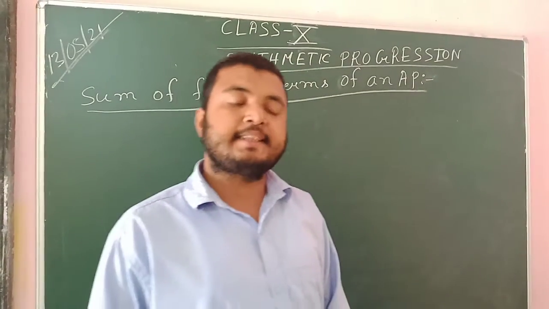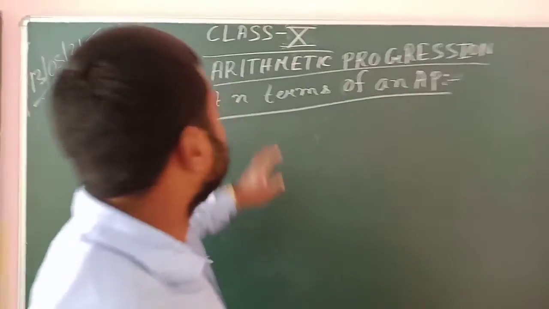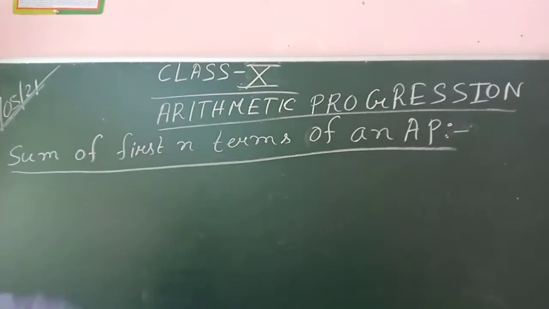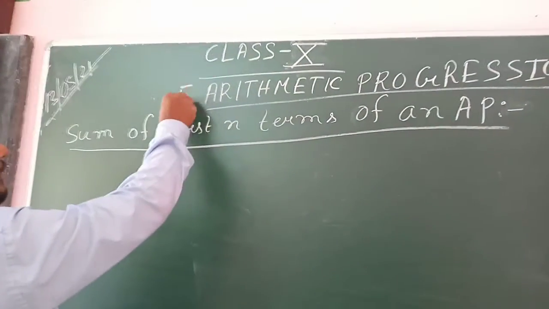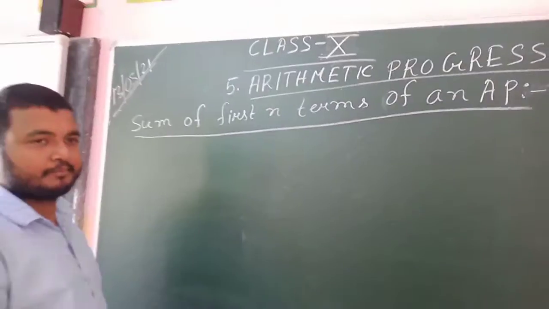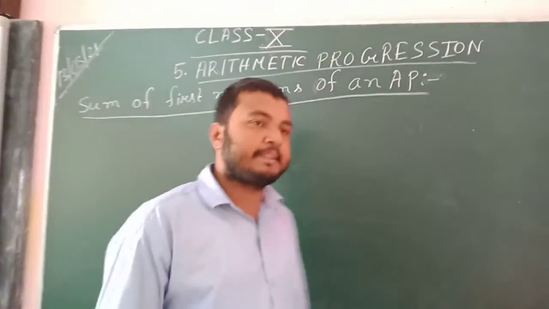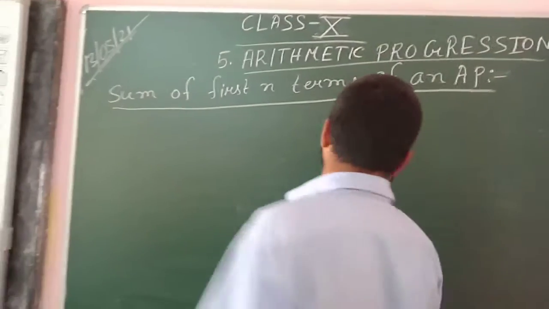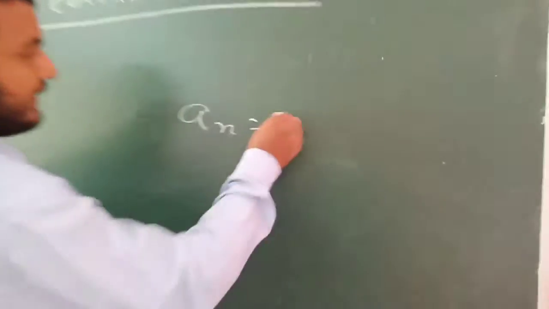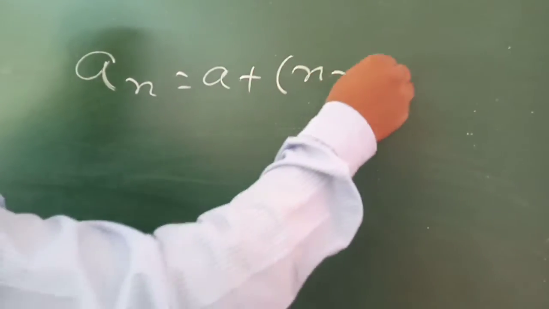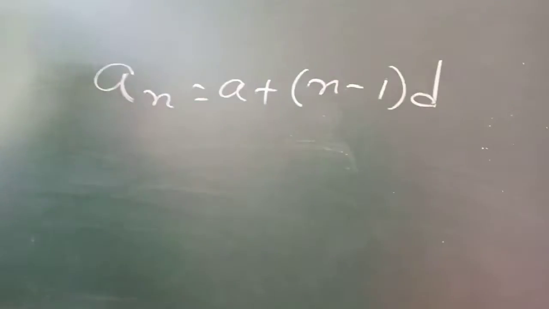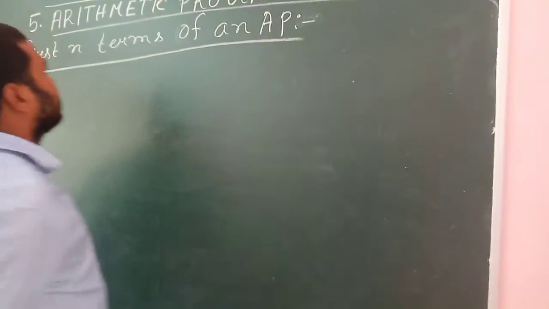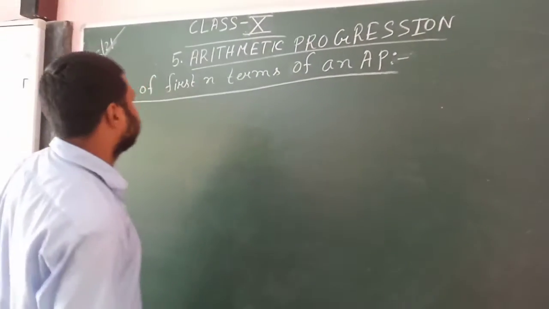Today I start the online class of class 10, arithmetic progression. This is chapter number 5, arithmetic progression. In the last class, we discussed the nth term of an AP, which is a plus n minus 1 d. Today we will discuss the sum of n terms of an AP.